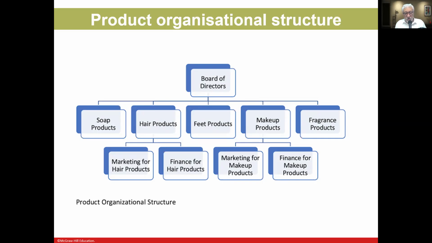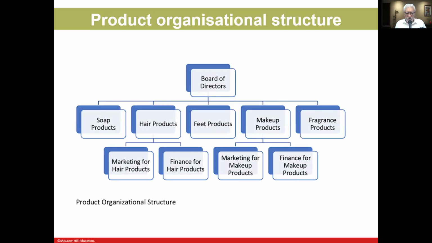But if there are two marketing departments, and in fact there'll be 1, 2, 3, 4, 5, the benefit of having that many marketing departments is that those marketing departments will specialize in what they do. So makeup does makeup, because makeup and feet products are so different that you want someone to specialize in the marketing of podiatry product.